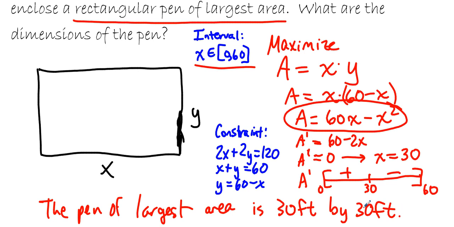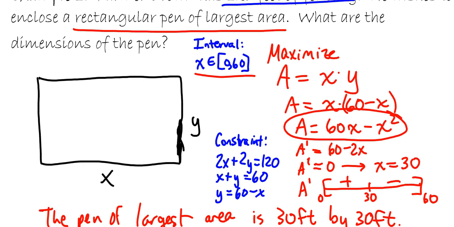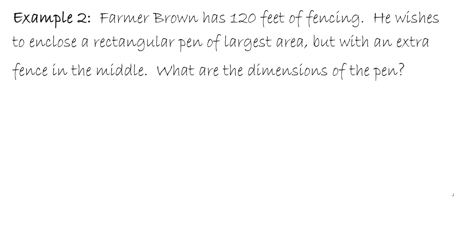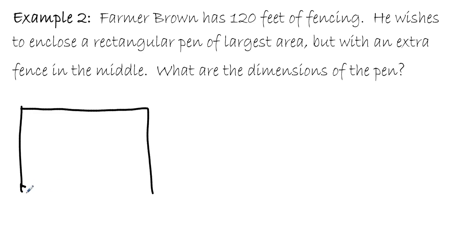That's the key. We answer the question based on calculus, based on an analysis of the derivative on an interval we've chosen. The pen of largest area is 30 feet by 30 feet. So I'd like to complicate the matter just a little bit. Farmer Brown has the same 120 feet of fencing, but we're going to put a fence in the middle. I don't know why we're going to put a fence in the middle, but we're going to put a fence in the middle.